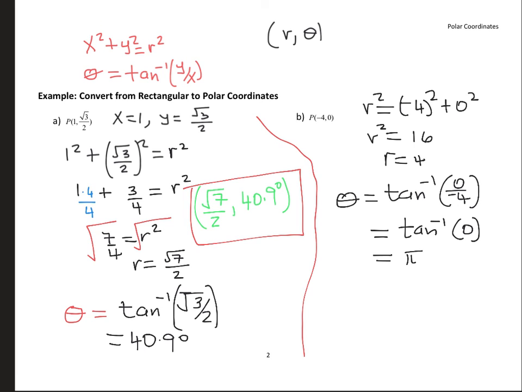So now we can write the answer as 4, pi or 180 degrees. It doesn't matter. Okay, so that's the answer, and that's how to do the conversion.